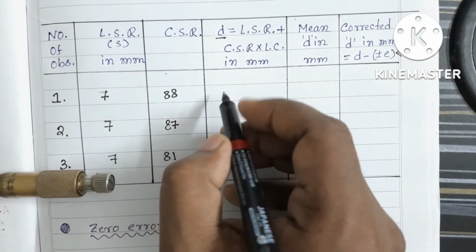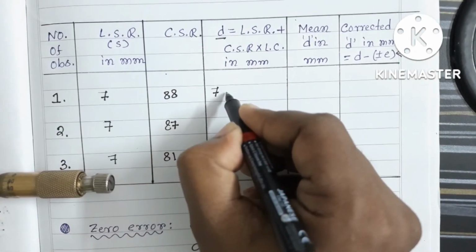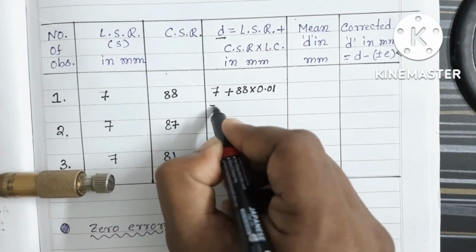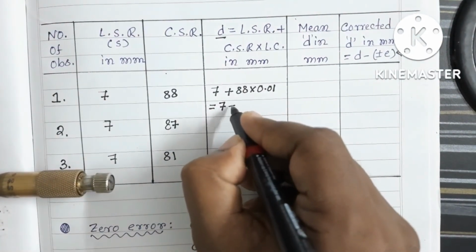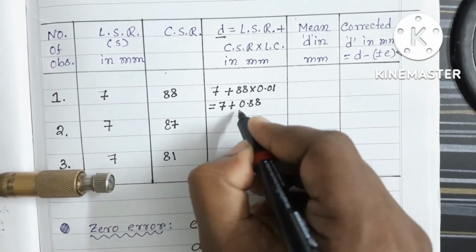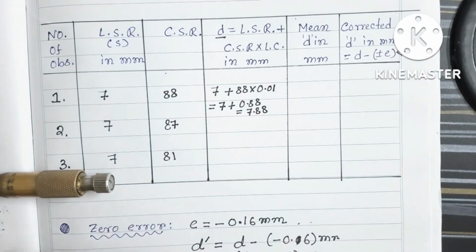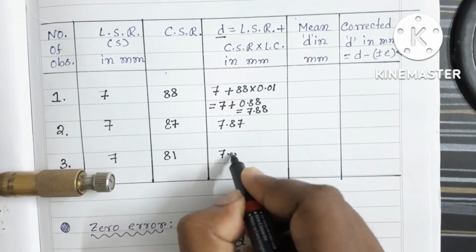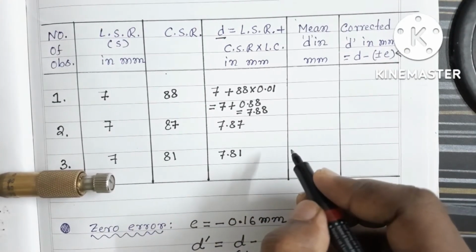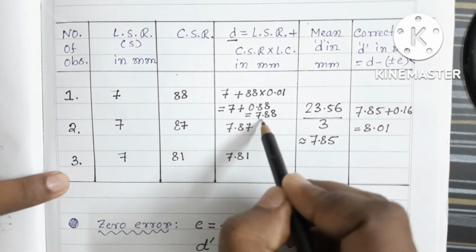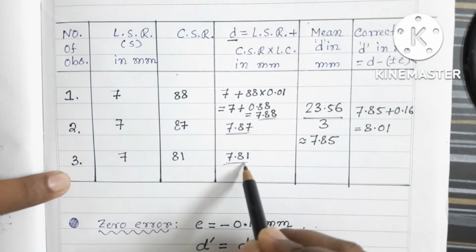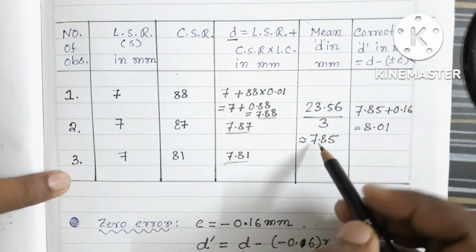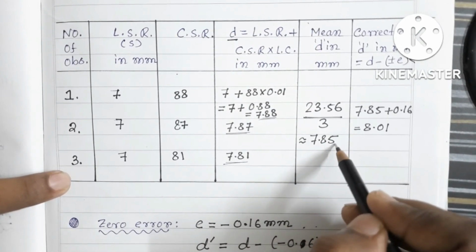So the first reading is: linear scale reading 7 plus 88 into 0.01, which is in millimeter. So it is 7 plus 0.88, and you can see it is 7.88. Similarly here it is 7.87 and it is 7.81, and let's do the average. So the average becomes 7.88 plus 7.87 plus 7.81, which is 23.56, divided by 3, and it is approximately, up to 3 significant digits, 7.85.